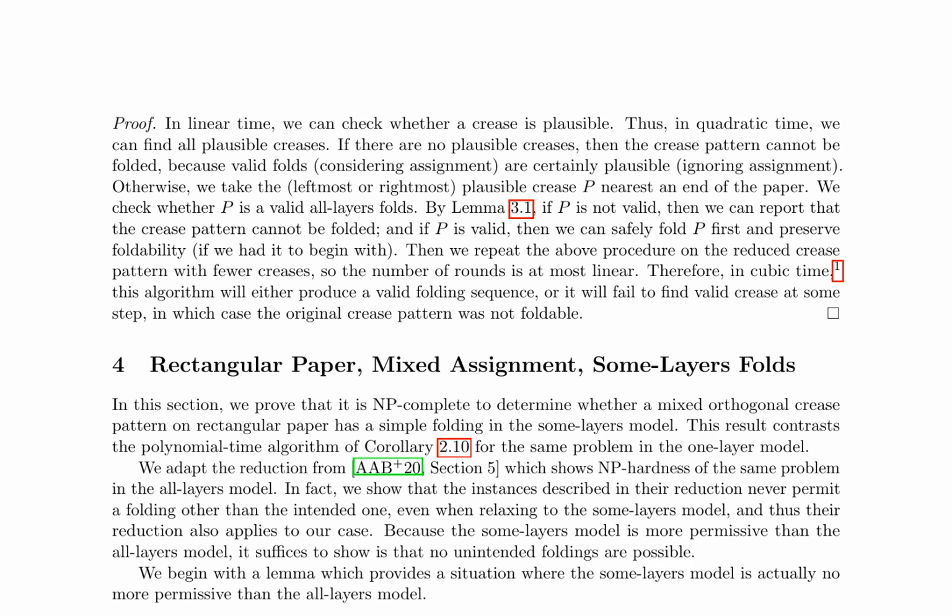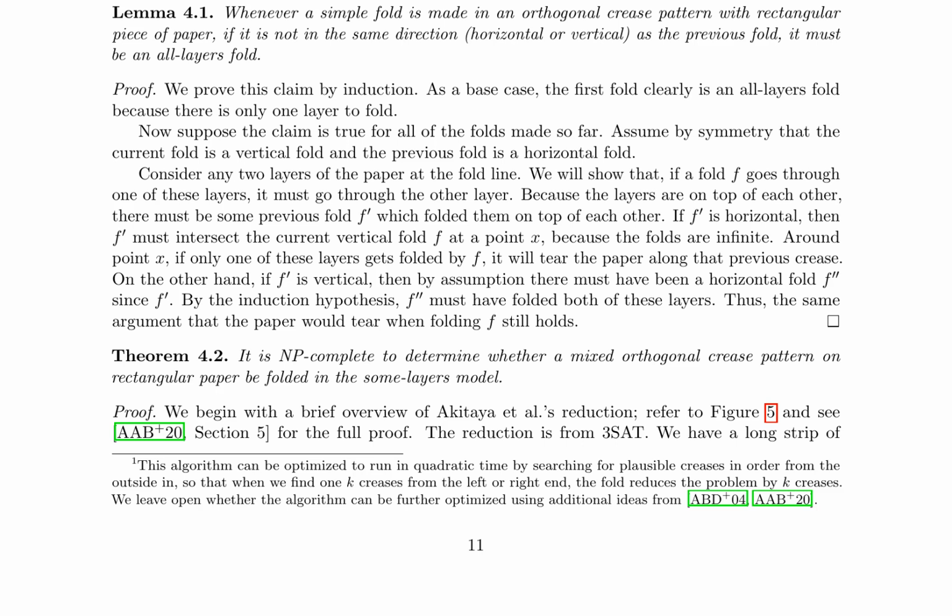A crucial lemma is established, stating that if a simple fold is made in an orthogonal crease pattern with rectangular paper, and it is not in the same direction as the previous fold, it must be an Allaire's fold. This lemma is proven by induction. The theorem then follows, concluding that determining whether a mixed orthogonal crease pattern on rectangular paper can be folded in the sumlayers model is NP-complete.